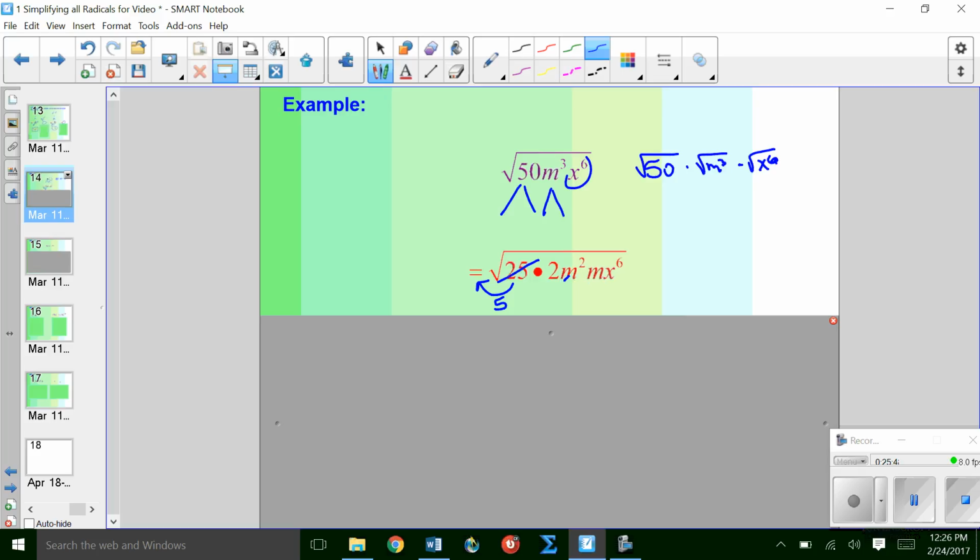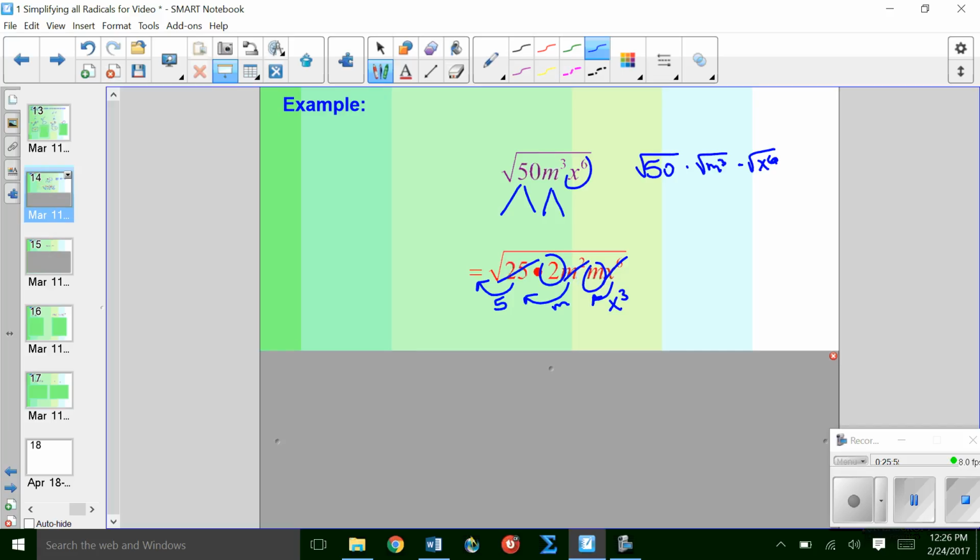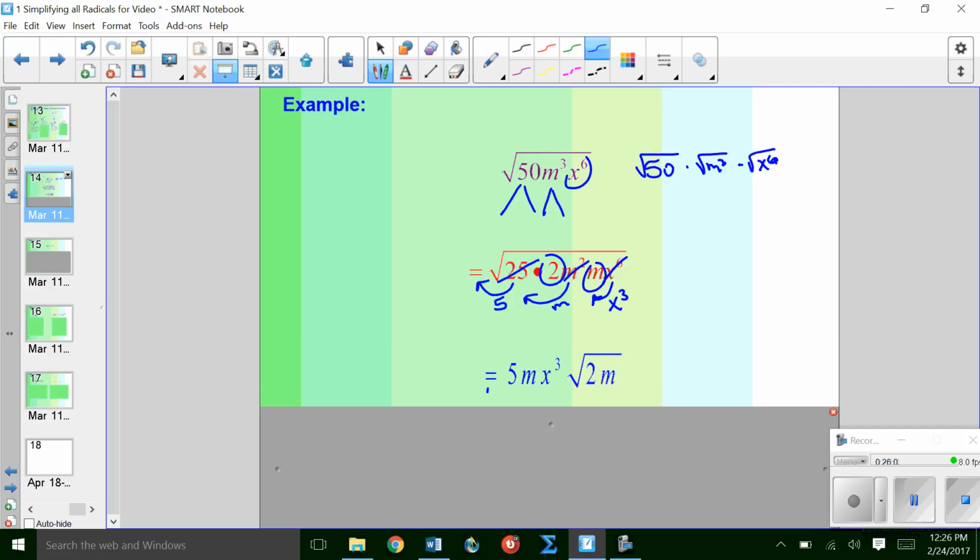But the square root of m squared will come out as an m, and the square root of x to the 6th will come out as an x to the 3rd. So you're left with an m and a 2 under the radical, and outside you have the 5mx cubed. And you're done.